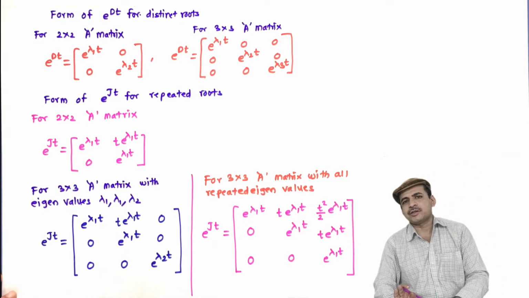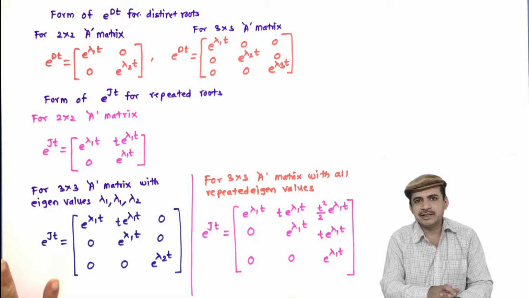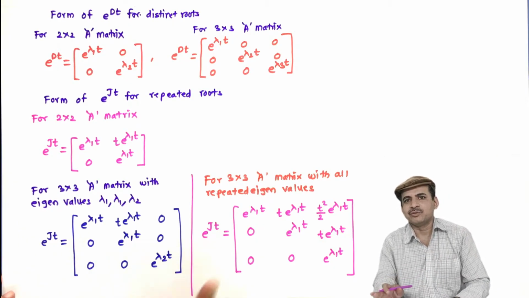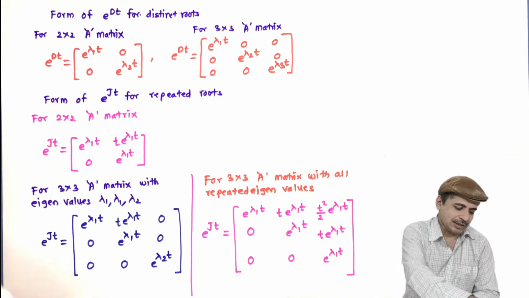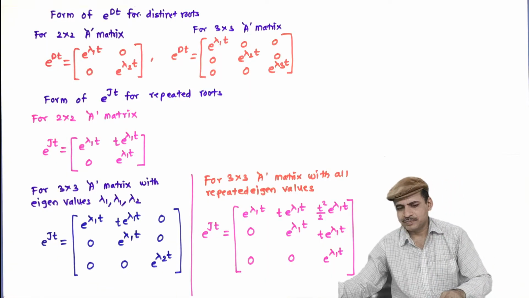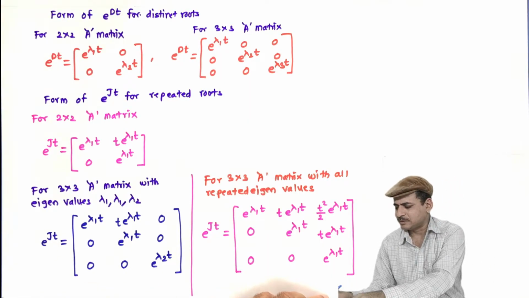What is the formula for our state transition matrix? It's P e raised to dt into P inverse. So now let us solve the same two examples and we will cross verify the answers.